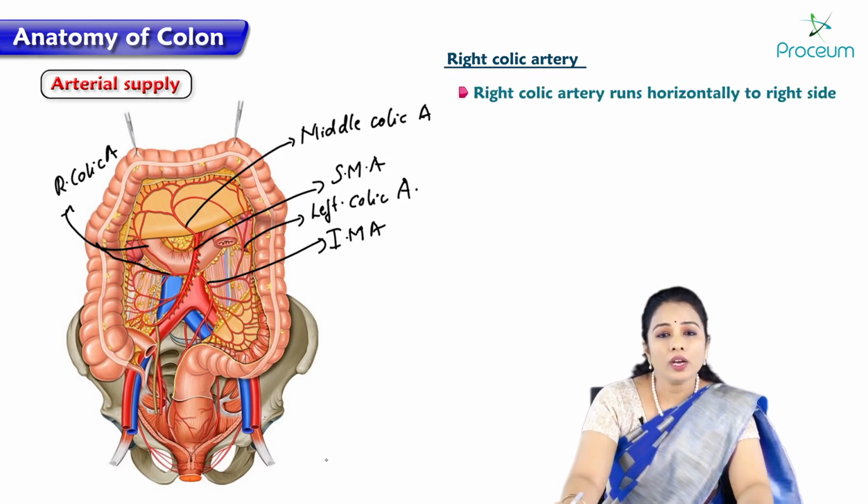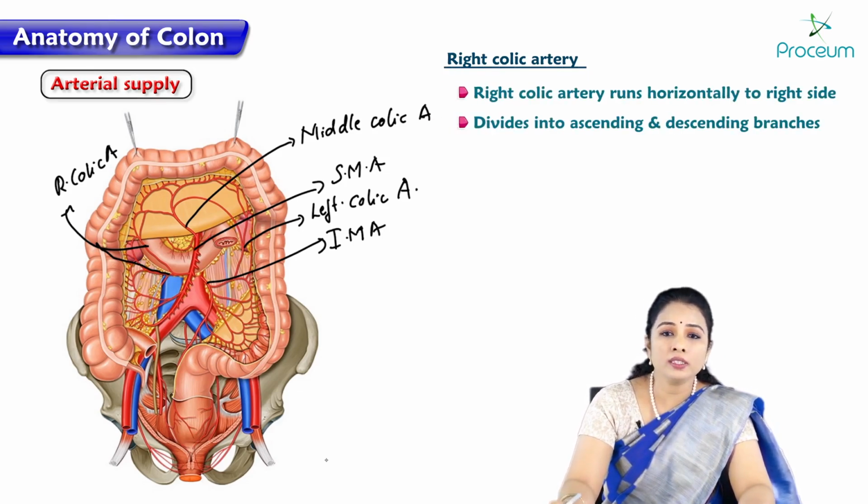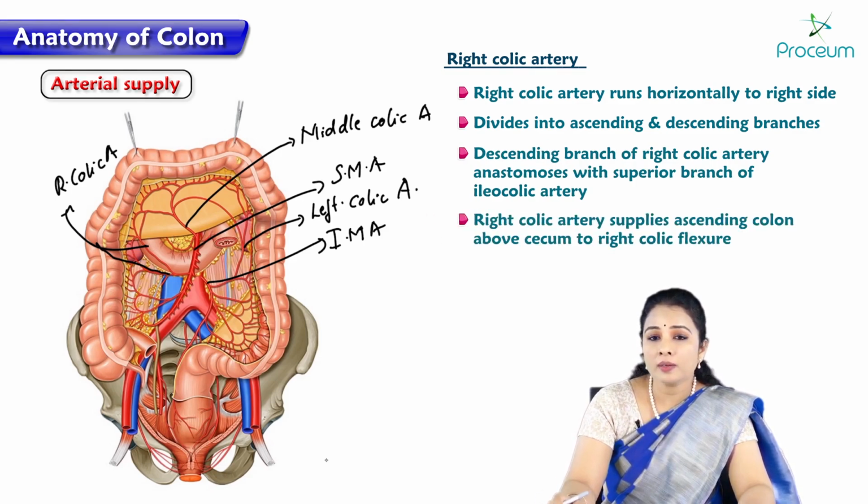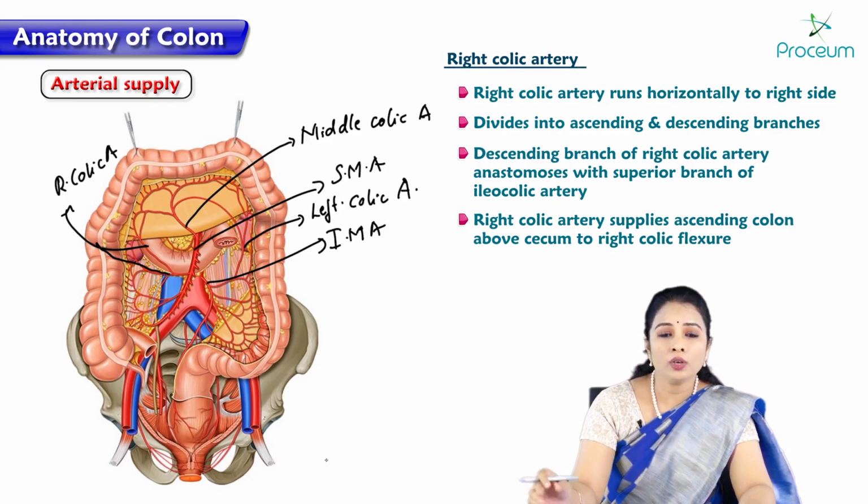The right colic artery runs horizontally to the right side and divides into ascending and descending branches. The descending branch of the right colic artery anastomoses with the superior branch of the ileocolic artery. The right colic artery supplies the ascending colon above the cecum to the right colic flexure.